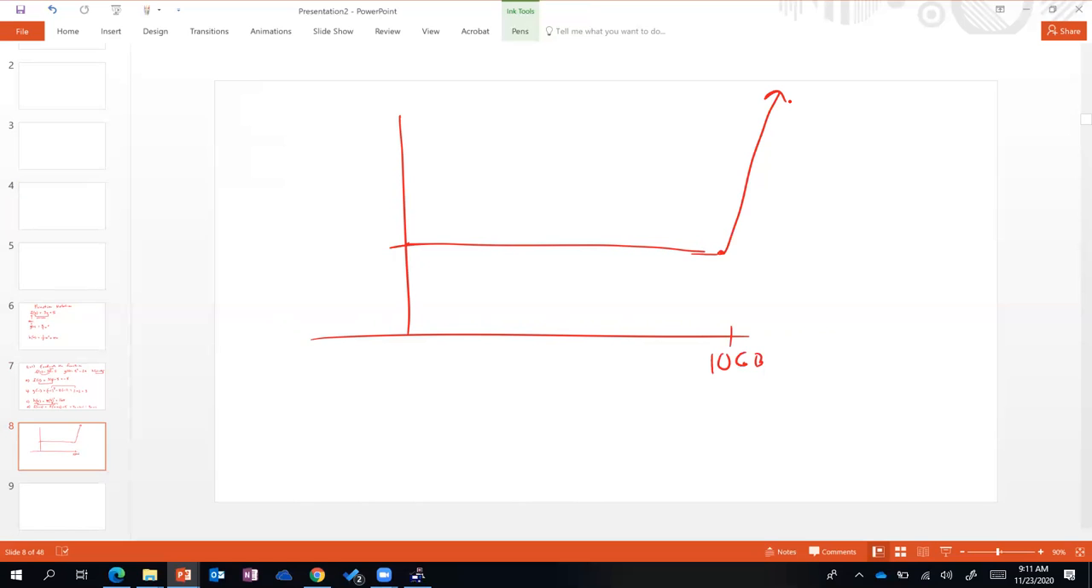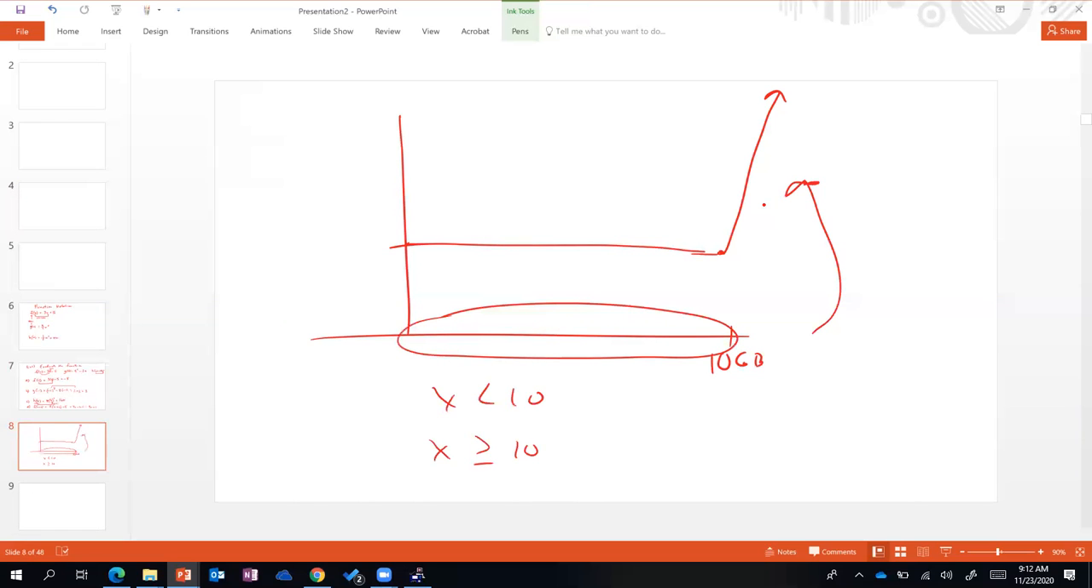Okay, what happens though? So notice up to here, we say, look, if x is less than 10 gigabytes, it's this function. But as soon as it hits that 10, anything above 10, it's going to be that function. So we kind of separate two different functions from each other.